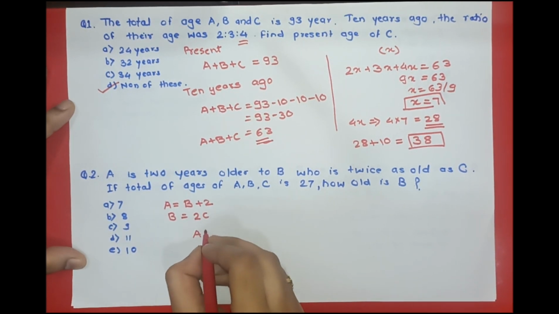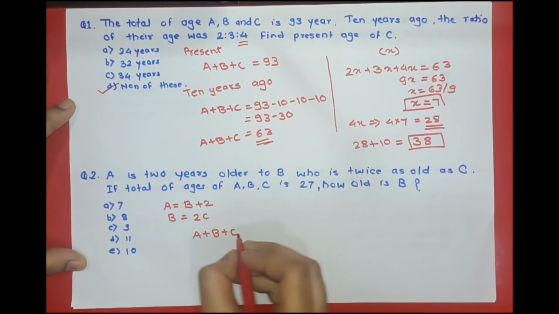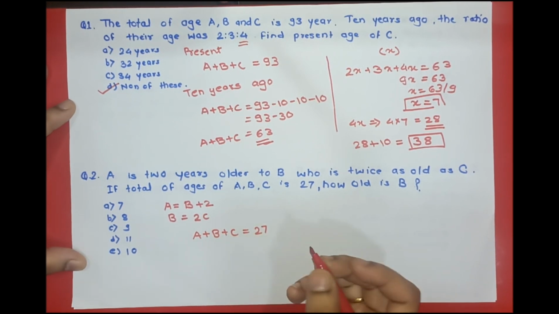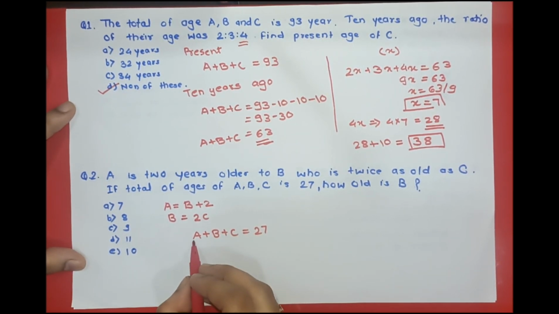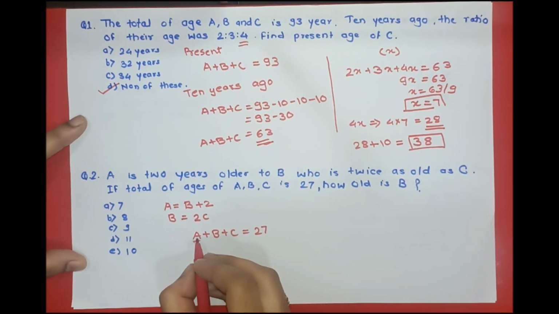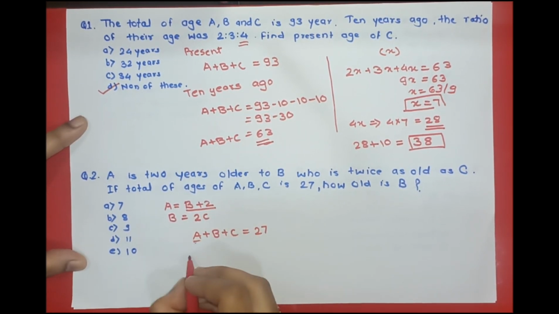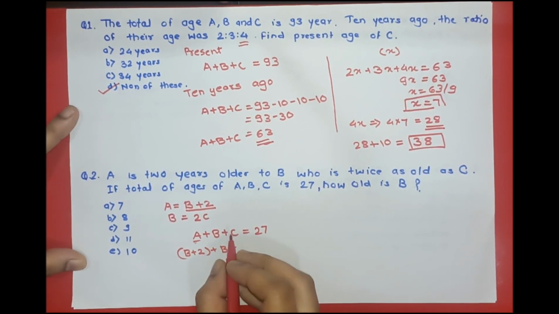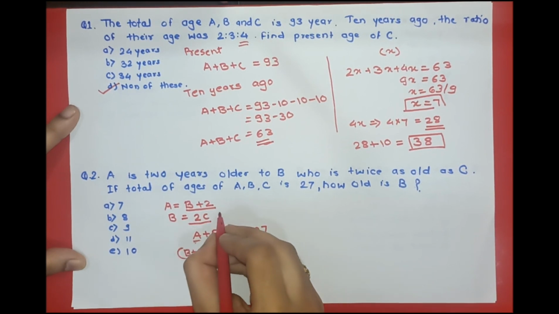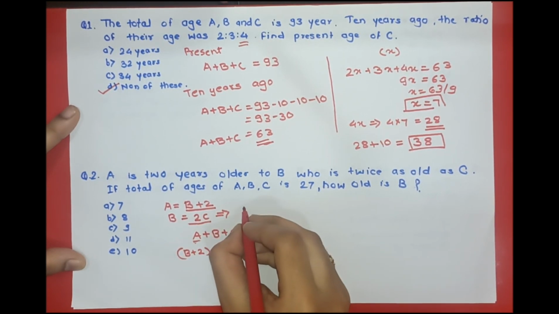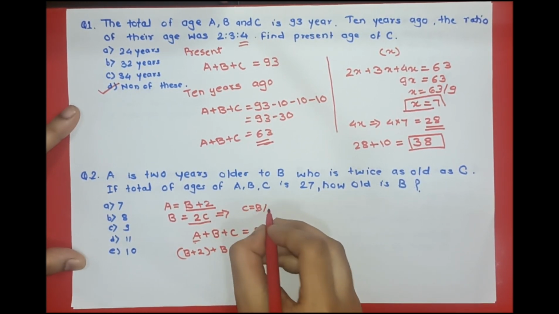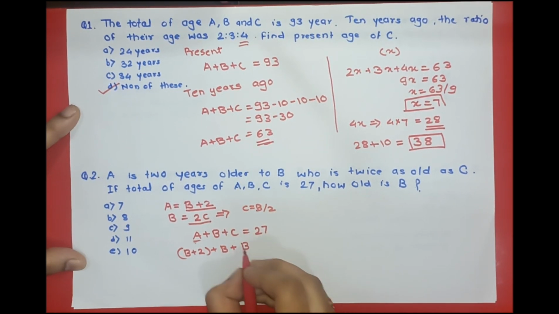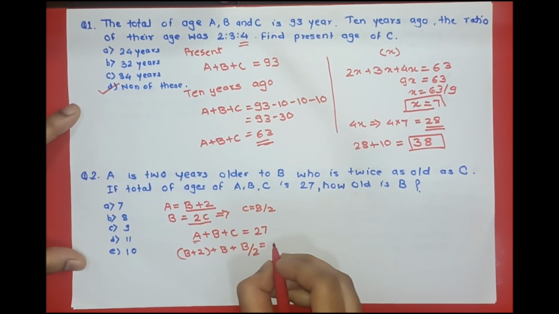So it is given that the sum of their ages is 27 years. So let's substitute this and make the entire equation in B. So instead of A, I can substitute it as B plus 2. It becomes B plus 2. This B is written as it is plus C. So instead of C, I can transform this equation as C is equal to B by 2. So I can write this in this equation. B by 2 is equal to 27.